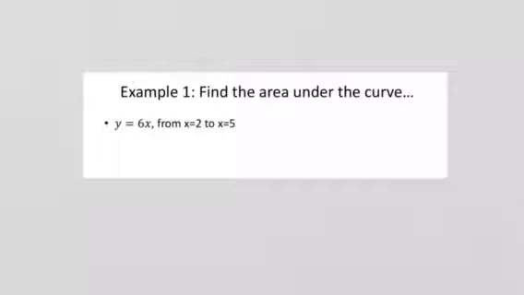We're going to find the area under the curve of y equals 6x from x equals 2 to x equals 5. So just to review, we need to take an integral from x equals 2 to x equals 5 of 6x dx. So I want you to pause the video and attempt this problem, and then when you unpause the video, I will skip ahead to the worked out answer.